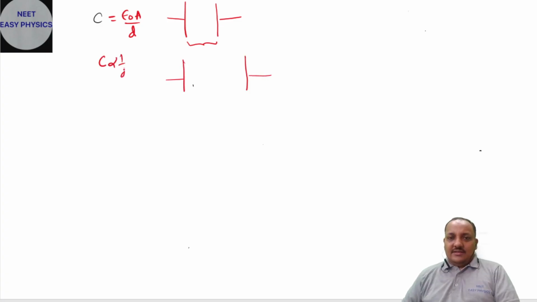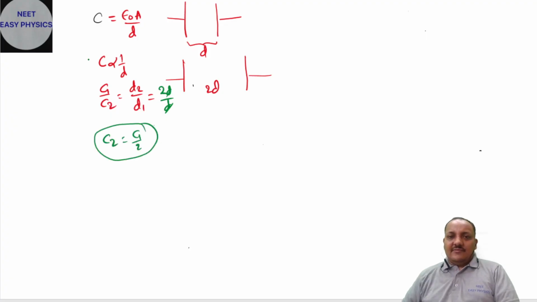This means C is inversely proportional to D. So normally, we will write C1 by C2 equal to D2 by D1. Now what is D2? If it is D, this is 2D. Therefore 2D by D. Now C2 is C1 by 2.